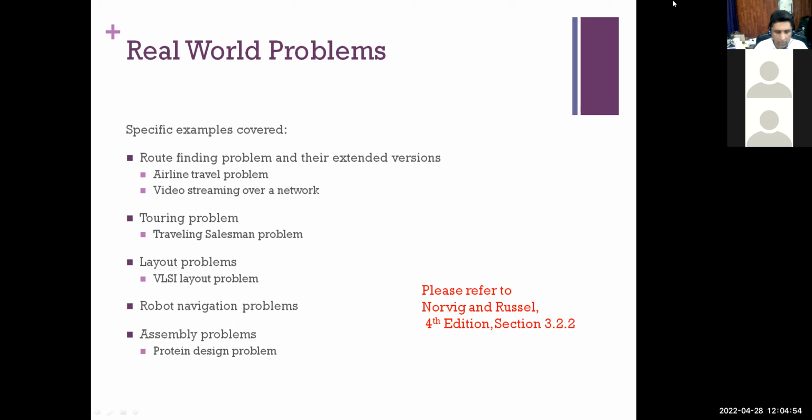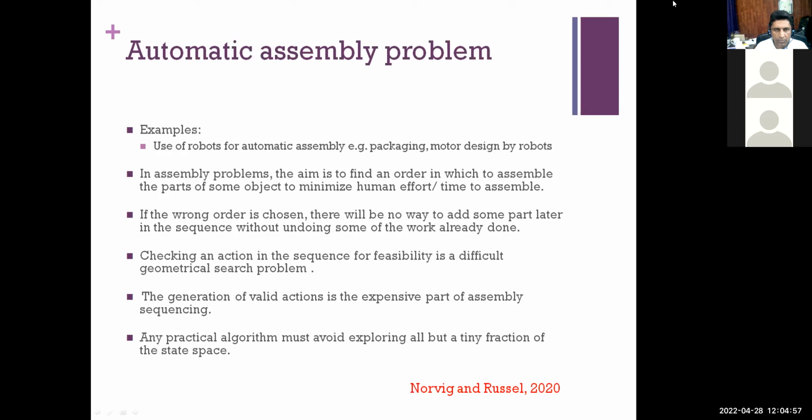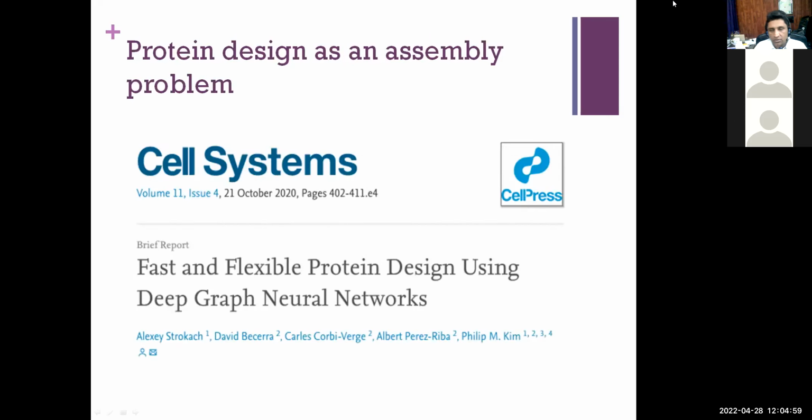So these are additional problems which have been shown here, and I'll take some examples from biological systems, so you can have a feel of how such intricate problems of biology are also being solved using these theoretic concepts. There is, for example, a question of protein design as an assembly problem. If you are interested in reading the entire algorithm, you can access this paper from Cell Press, which was published 2 years ago. They applied deep graph neural networks to solve the protein design problem.